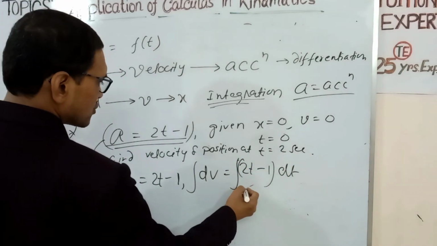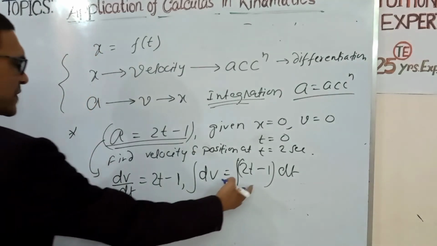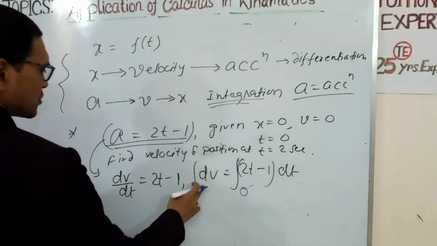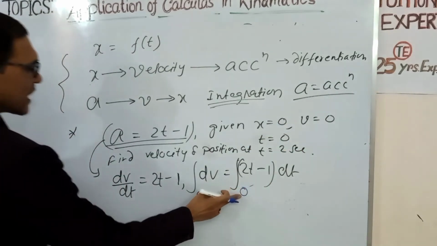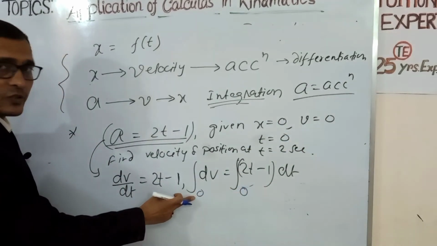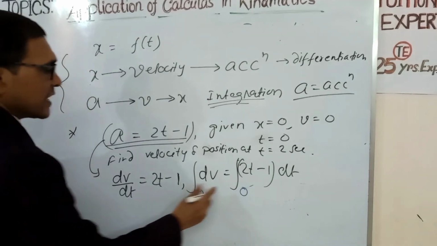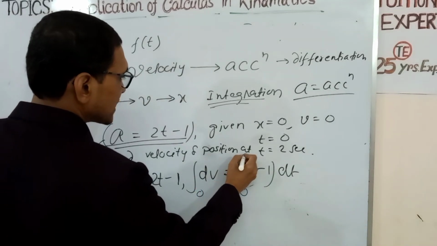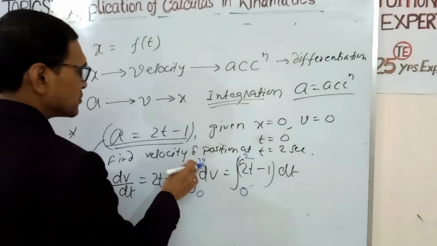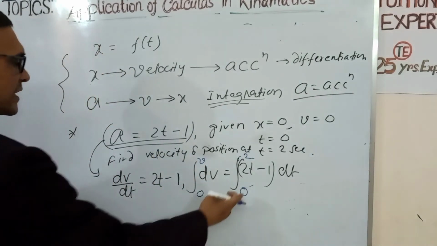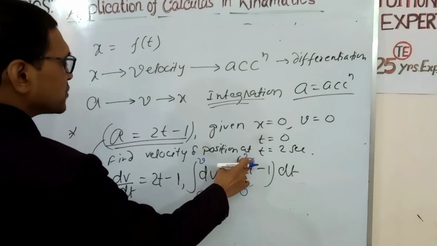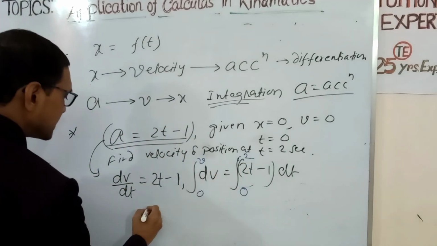So when t equal to 0, now we use the limit. When t equal to 0, velocity is what? Velocity equal to 0 is given. So here you put the time limit and here you put the corresponding velocity limit. And when time t equal to 2 seconds, then what is the velocity v? We have to determine. So you put the limit in this form: when time is 0, velocity is 0; when time is 2, velocity is v.